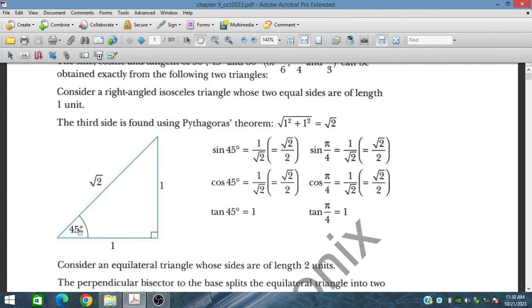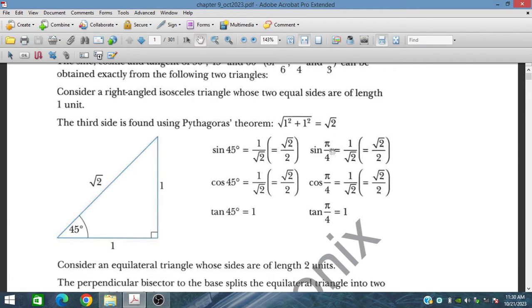If we take the sine of 45 degree, it becomes the opposite side of this angle over the hypotenuse, which is the biggest side. So we have the value 1 over under root 2. If we take the cosine, we take the adjacent side and the hypotenuse, so this is 1 over under root 2. And if we take the tangent, we take the opposite side and the adjacent side, which is 1 over 1, which is 1.